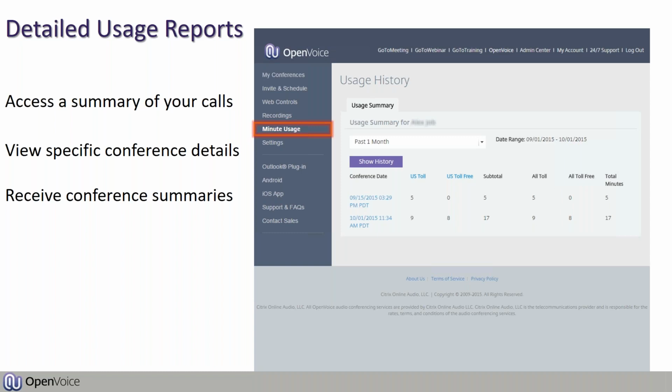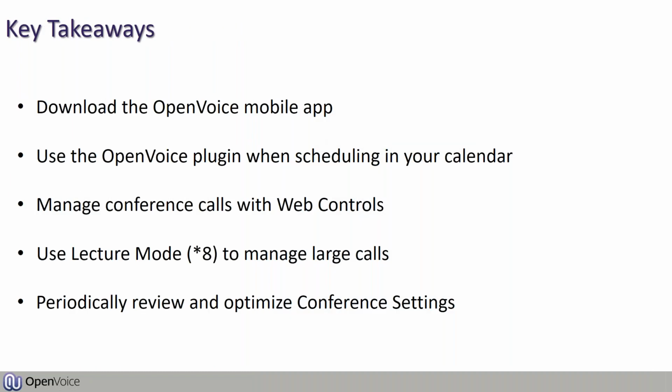And remember, you are going to automatically receive a conference summary via email every time you host or record a conference call with OpenVoice, but you can turn those notifications off from the settings at the very bottom under email notifications if you don't want to get those.